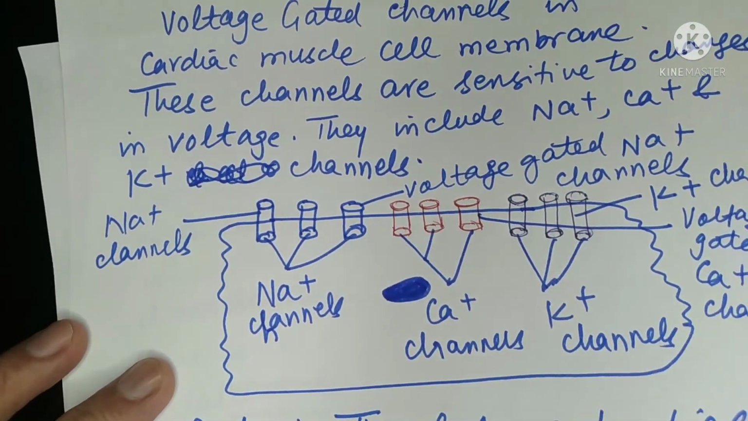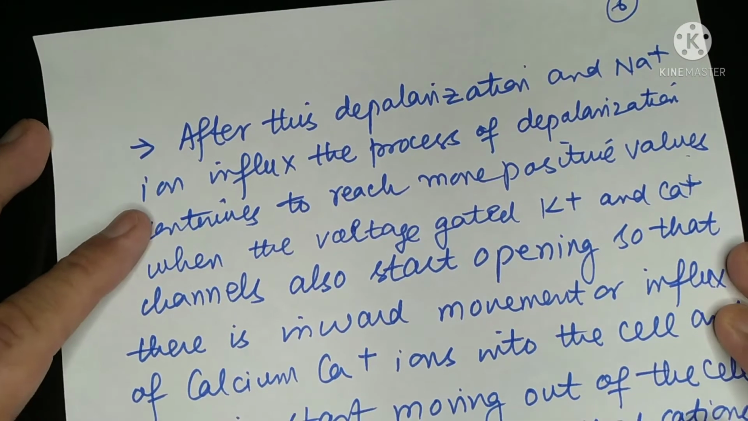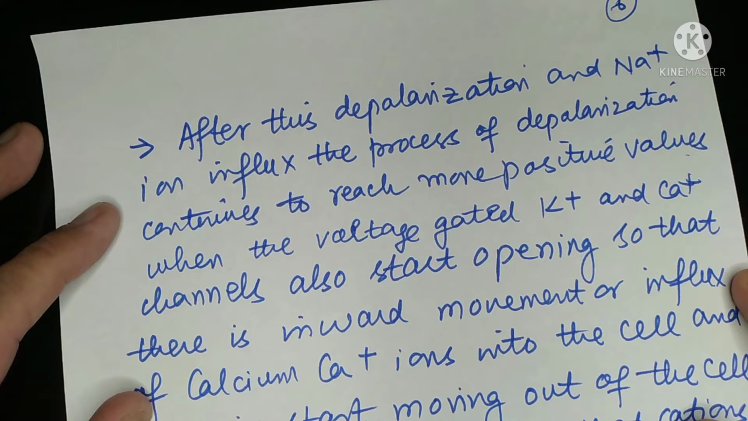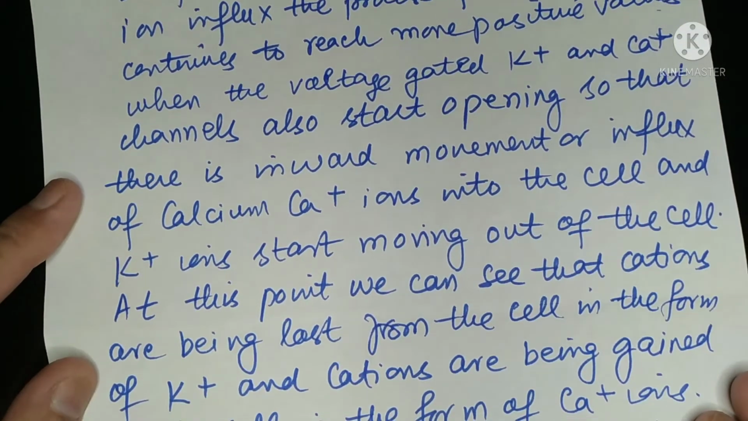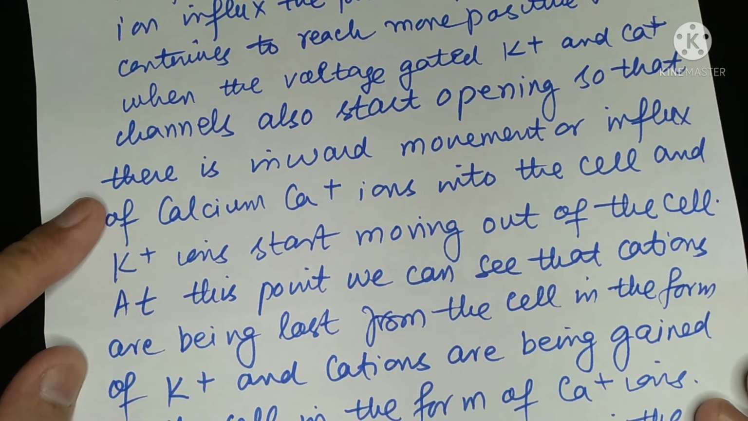These are the voltage gated calcium and potassium channels on the right side. So these channels also start opening up, as a result of which there is inward movement or influx of the calcium ions into the cell and outward movement or efflux of potassium ions out of the cell. So there is the movement of calcium from outside to the inner side of the cell, influx, and movement of potassium from inside to the outside of the cell, or efflux. So calcium influx and potassium efflux takes place when these voltage gated calcium and potassium channels open up.